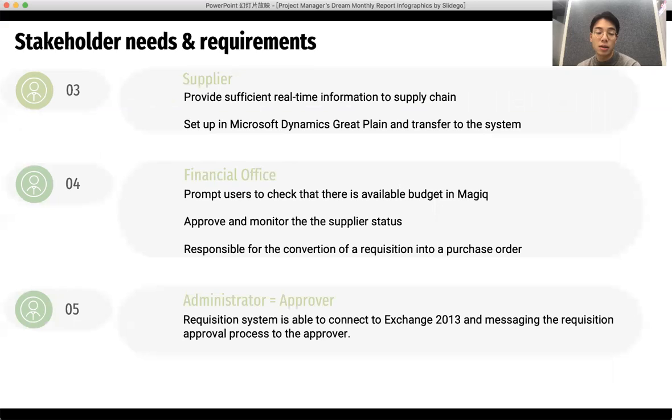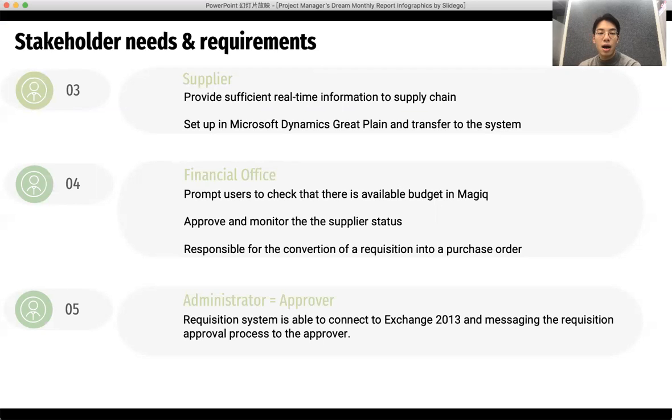The third group is suppliers. The supplier stakeholders have needs such as providing sufficient real-time information to the supply chain, and setting up a Microsoft Dynamics grid plan and transferring it to the system. So basically, they are providing ample information in the system and have a regular, on-time updating form.